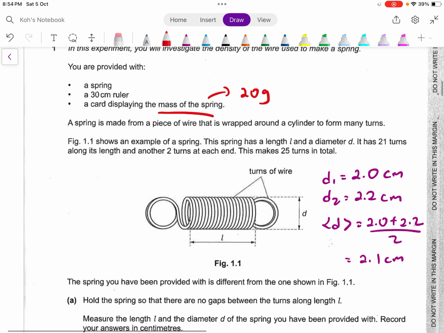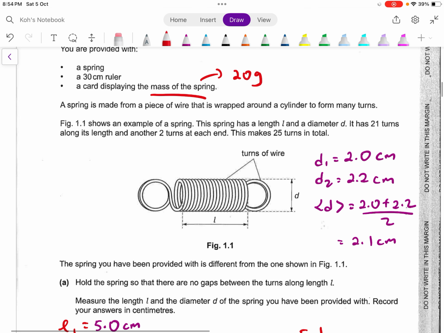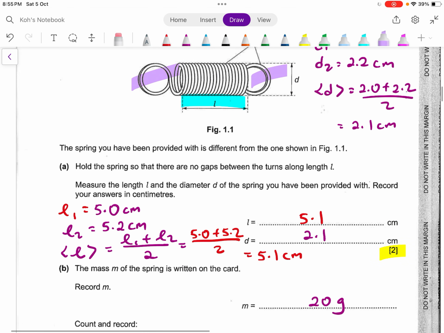We are given that the spring is made of a piece of wire that's wrapped around a cylinder, and of course, an example of a spring, right? Along this length, there are about 21 turns, and 2 turns are at each end. So for example, 2 and 2 right here. So this makes 25 turns in total. So the spring we have been provided is different from the one.